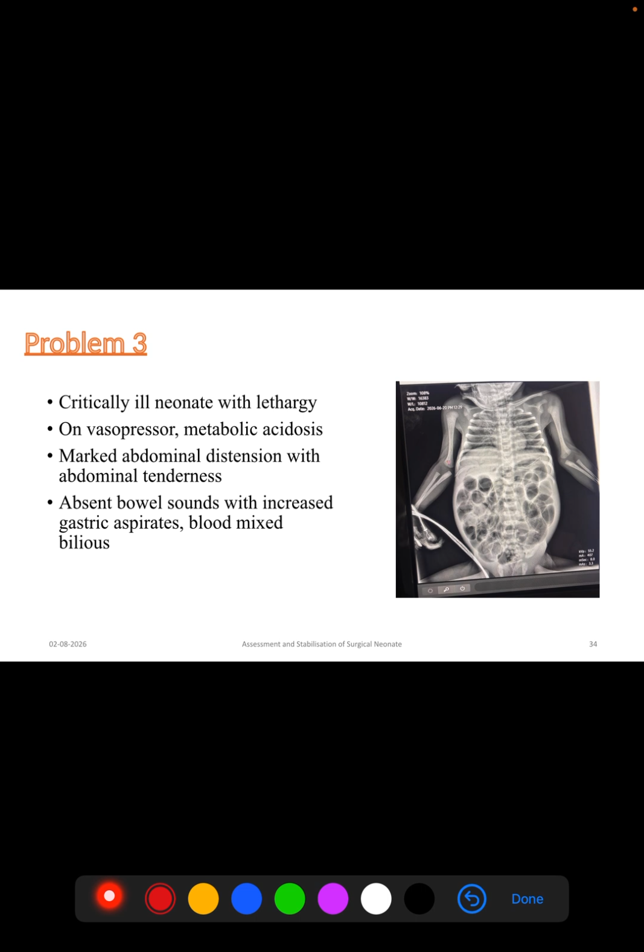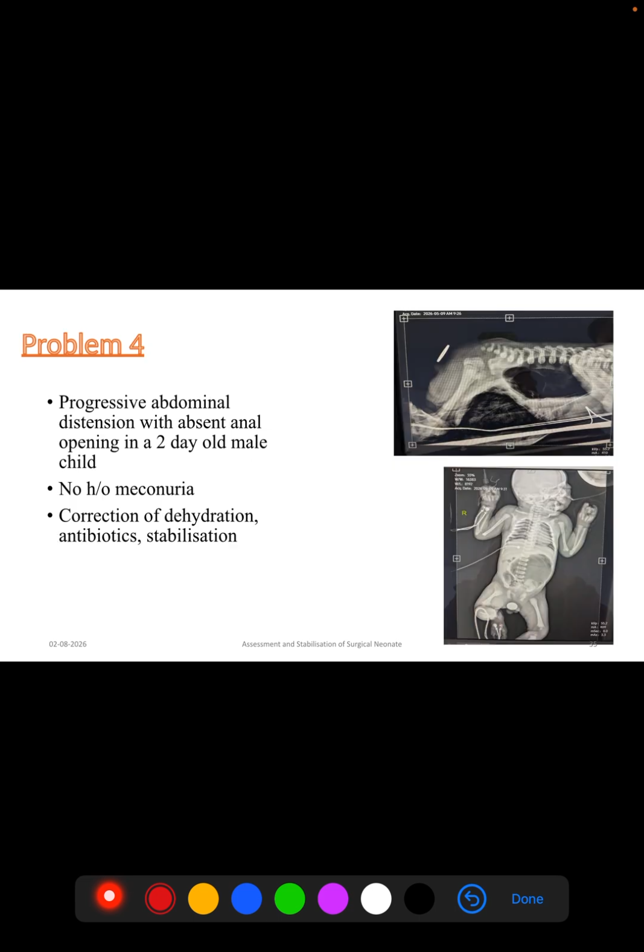And there are few indications where if the neonate is quite sick, whether you are going to do a laparotomy or you have to put an abdominal drain. You have to decide at that particular time how sick the baby is.